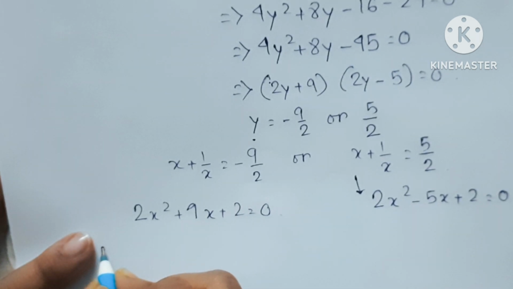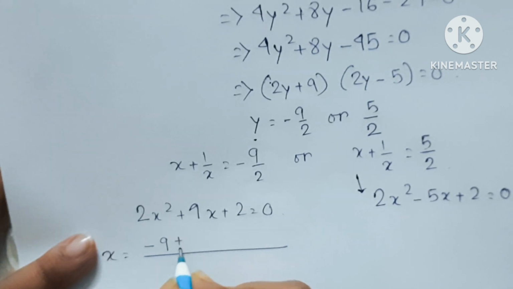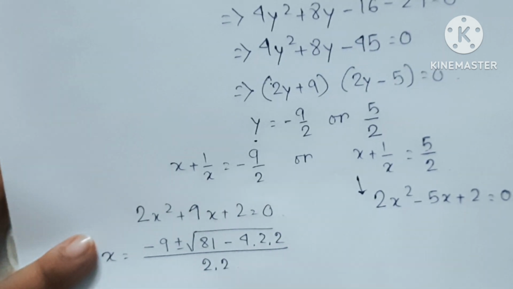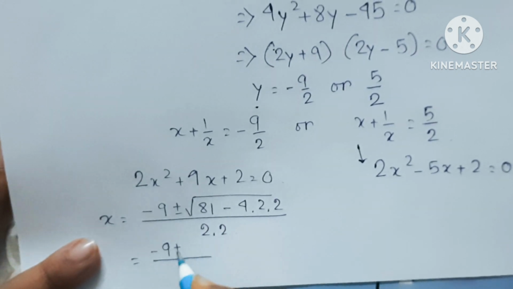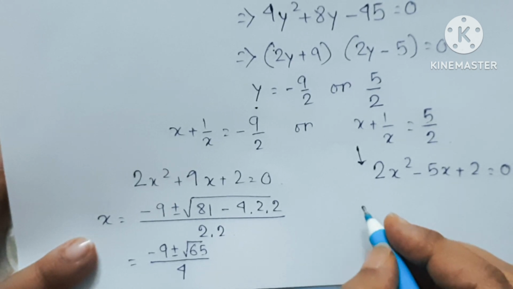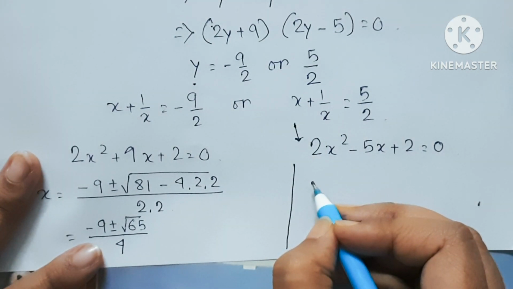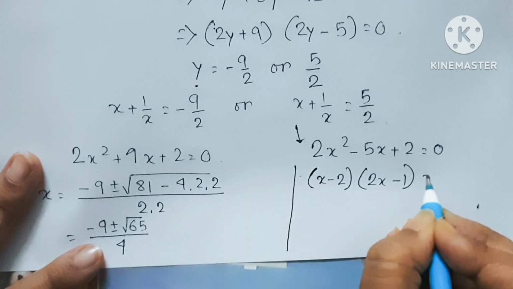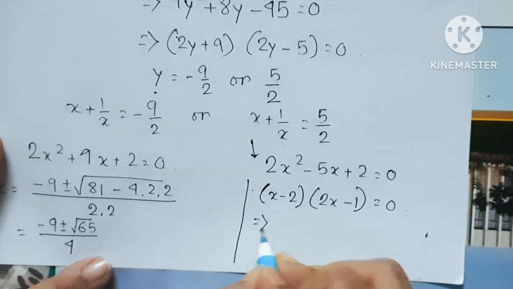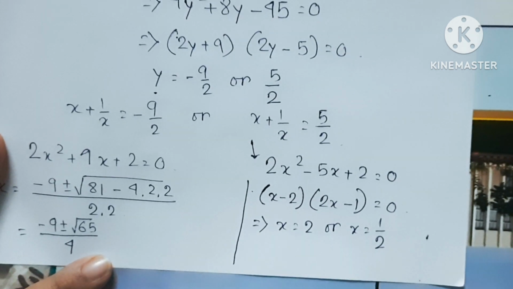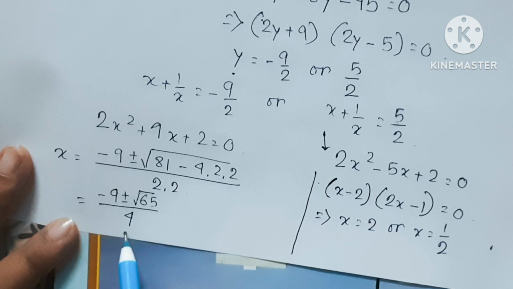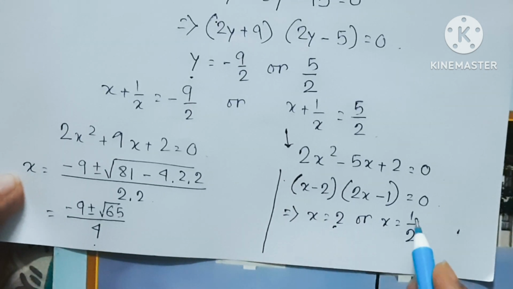Now, here x equal to minus 9 plus minus root over 9 square means 81 minus 4 into 2 into 2, by 2 into 2. Okay. So, you will get minus 9 plus minus root 65 by 4, and here we will get x minus 2 and 2x minus 1 equal to 0 after factorizing. So, from there you will get x equal to 2 or x equal to 1 by 2. Okay. So, the solutions are minus 9 plus minus root over 65 whole divided by 4, or x equal to 2 or x equal to 1 by 2. Okay. Understood?